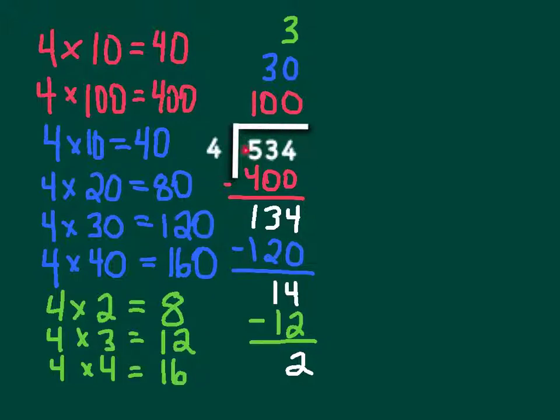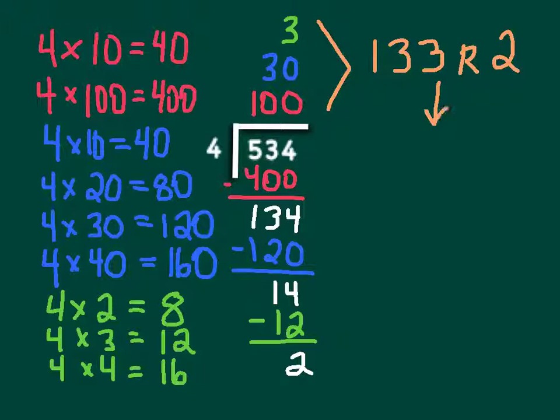With 534 pancakes and 4 pancakes per plate, we can make 100 plates, 30 more, and finally 3, with 2 pancakes remaining. We're unable to make another plate with only 2 pancakes. Our next step is to add up the number of plates we've made. 133, with 2 pancakes remaining.